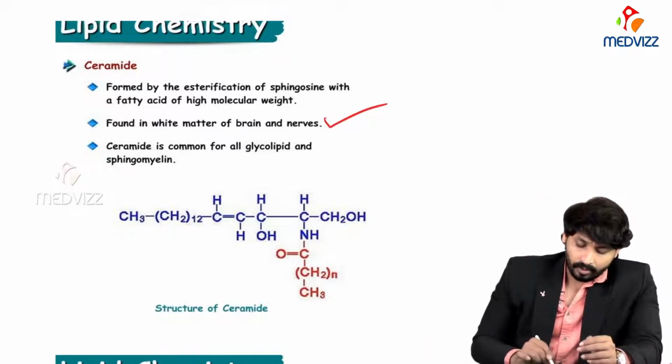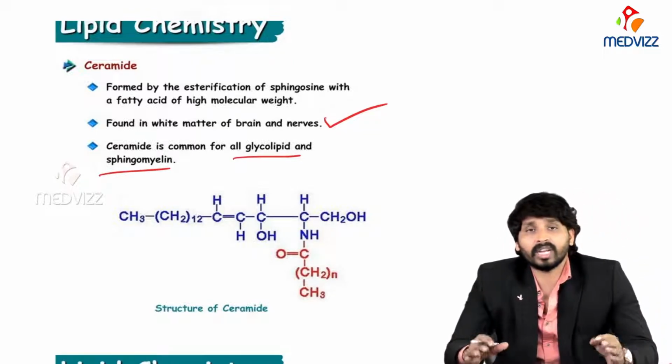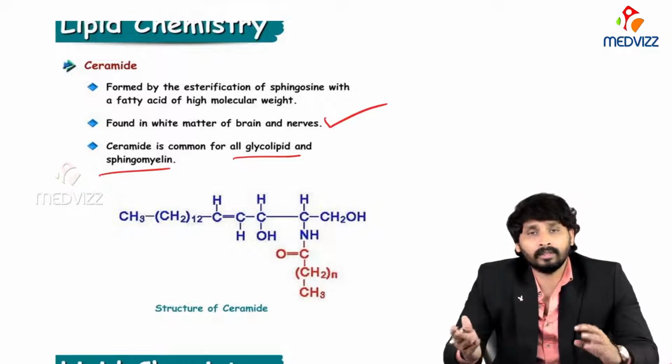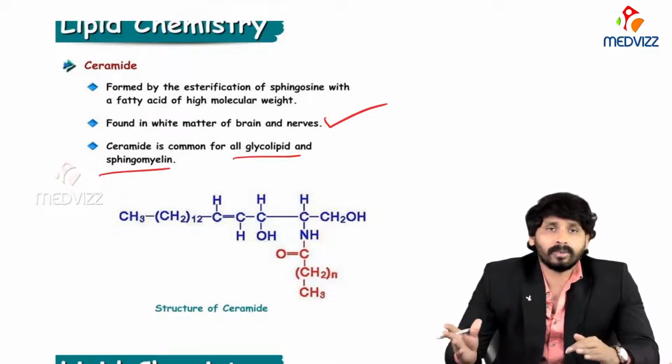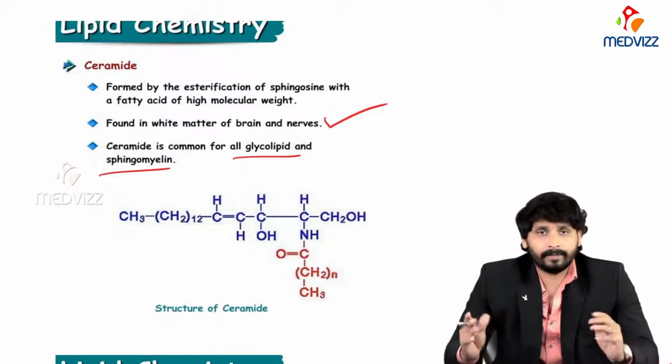And what is common here? Ceramide is common for all glycolipids and sphingomyelins. So as we mentioned, the location is brain and nerves. The glycolipid present in the cell membrane, in tissues, in nerves and brain cells requires ceramide.